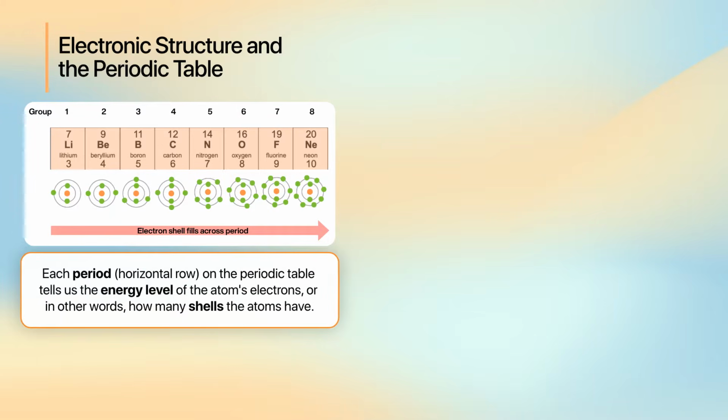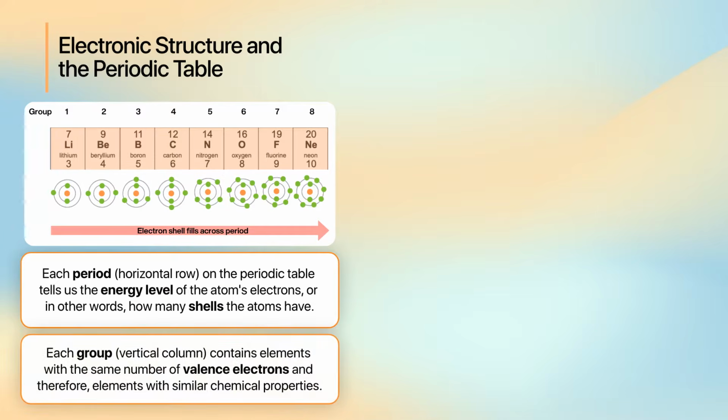Each period represents a different energy level for an atom's electrons, with additional shells being added as you move down the table. For instance, atoms in period 2 have 2 electron shells, while those in period 3 have 3. The vertical columns, or groups, contain elements with the same number of valence electrons, leading to similar chemical properties. For example, group 1 elements, or alkali metals, all have 1 valence electron, while group 7 elements, or halogens, have 7.